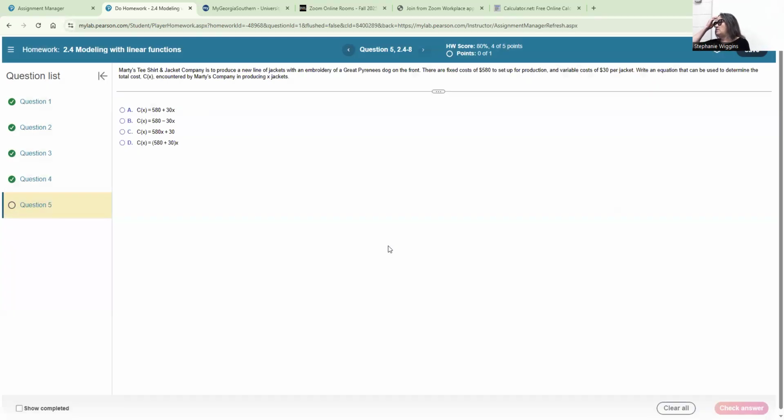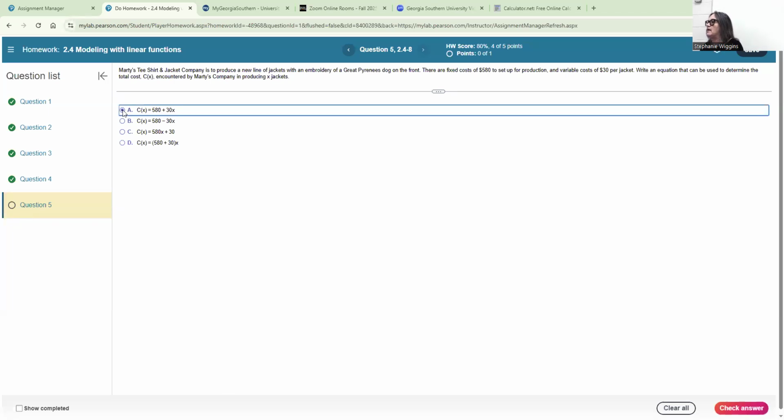Finally, a shirt and jacket company is producing a new line of jackets, and there's a fixed cost of $580. Then it's $30 per jacket to produce. So we're going to find the total cost of producing X jackets. So again, you start with 580, and then for each jacket, you take the number of jackets and multiply by 30, because for each jacket, you're spending $30 plus the initial cost of 580. So you can see the top equation models that perfectly. And there you have it.